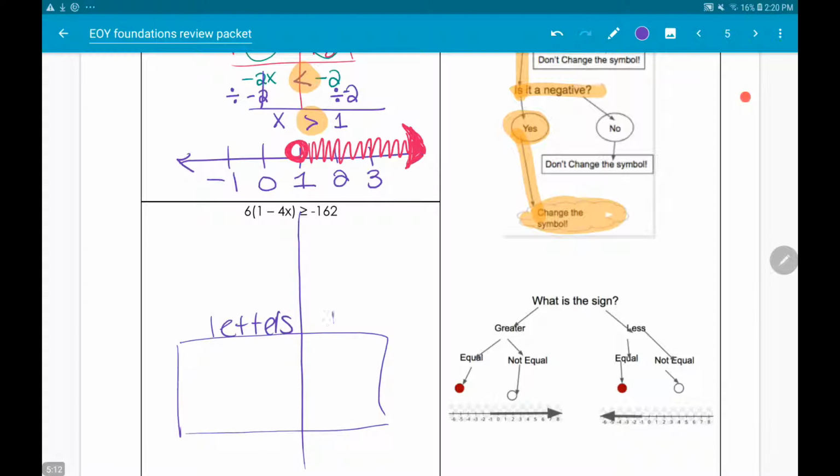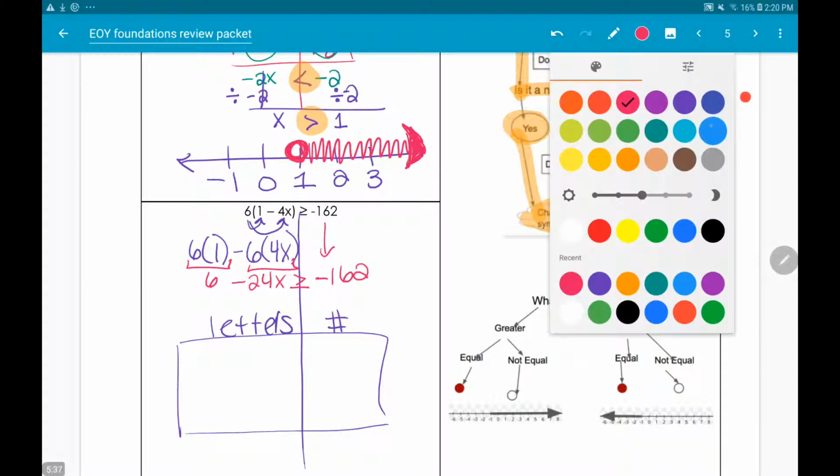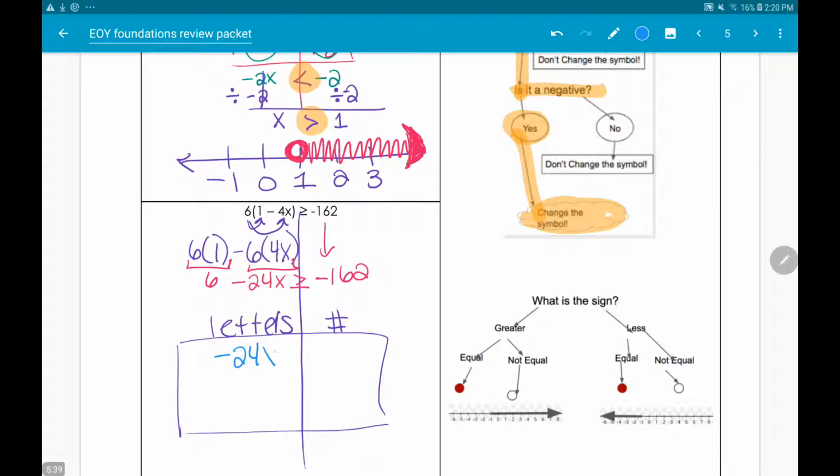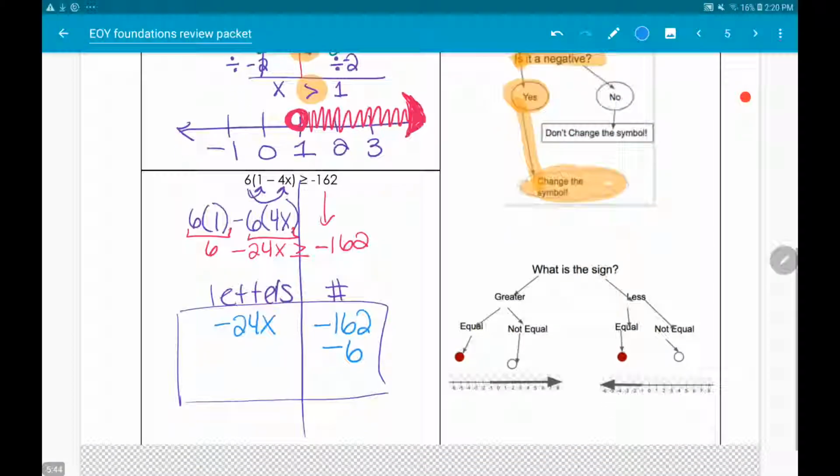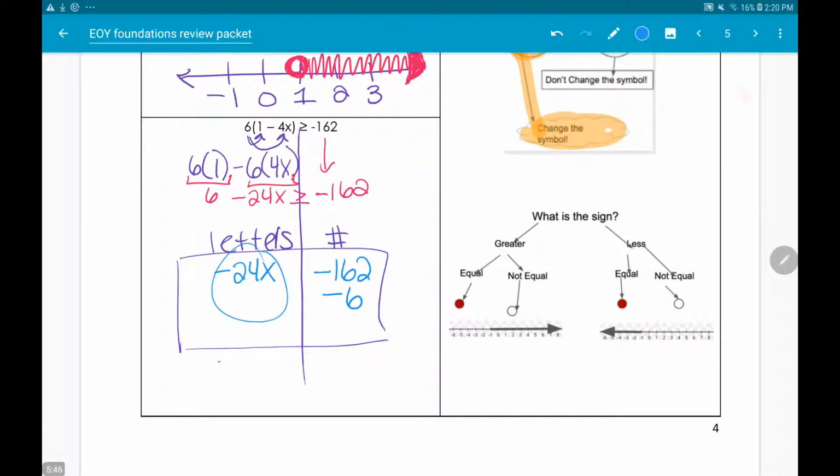But I see parentheses, and what do parentheses mean? Distributive property. All right, so let's multiply and multiply and bring down. Letters and numbers, and we're going to combine.